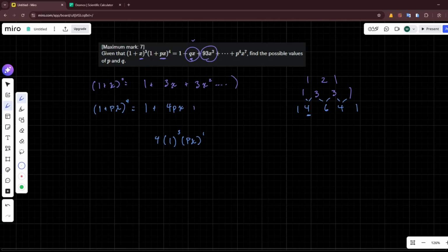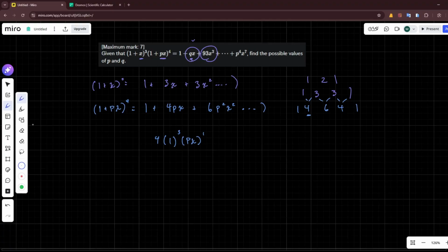So the next one, we're going to have a coefficient of 6. The 1 will be to the power of 2. I don't care about that. The px will be squared. That's more interesting. P squared x squared. And then there'll be more terms, but we've already established I don't care. Right? We don't need those additional terms.